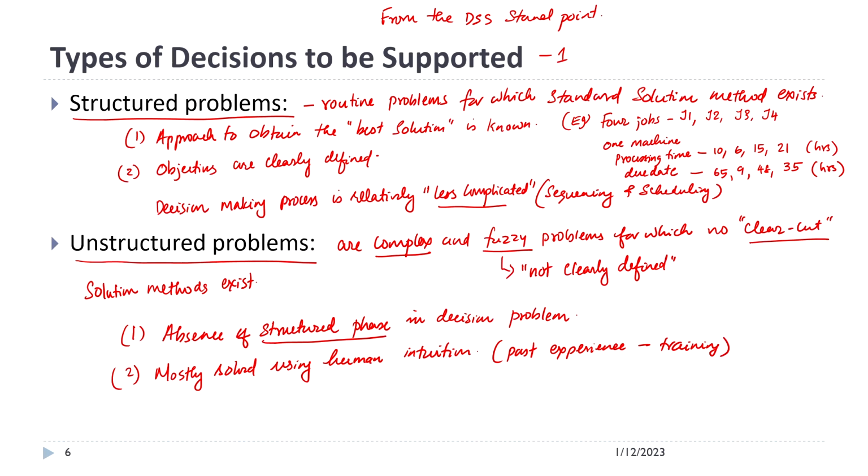A classic, simple example of unstructured problems is solving a crime. Each crime is a separate problem, and the police or the detective does not know who committed the crime, so he looks for clues and identifies them. His prior experience, training, and lessons learned from solving similar crimes come into the picture, as do his hunch, intuition, and observations.